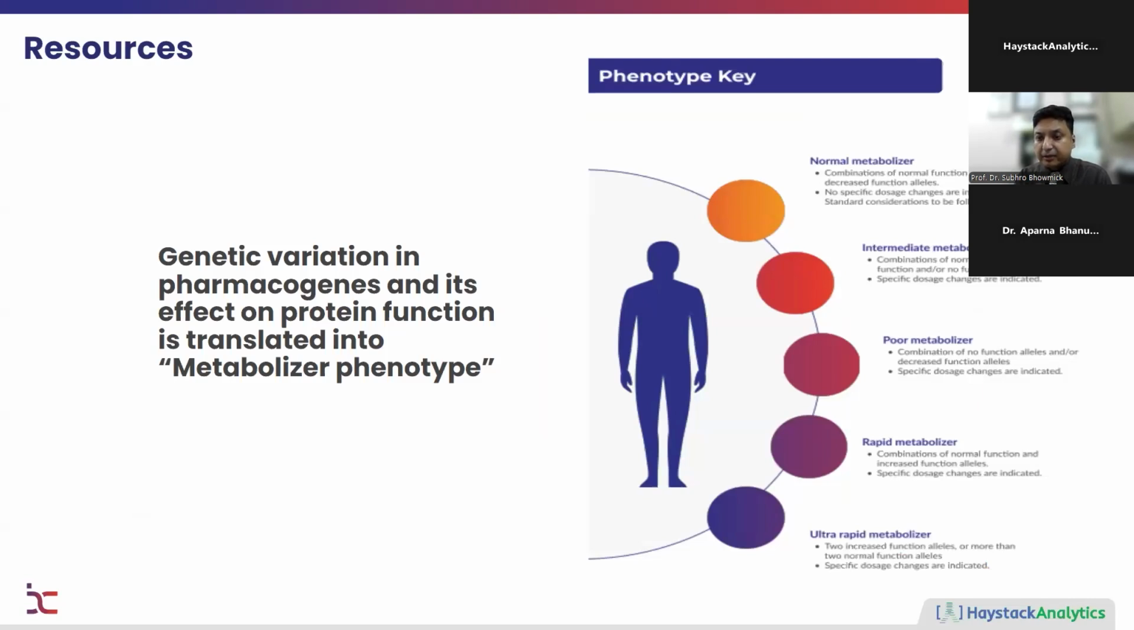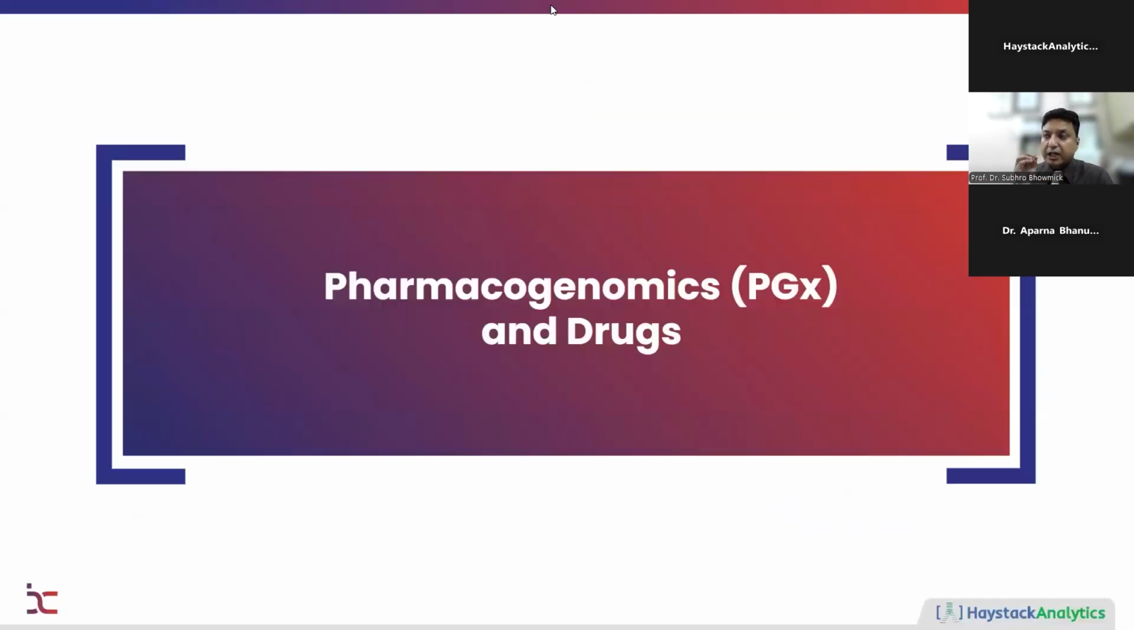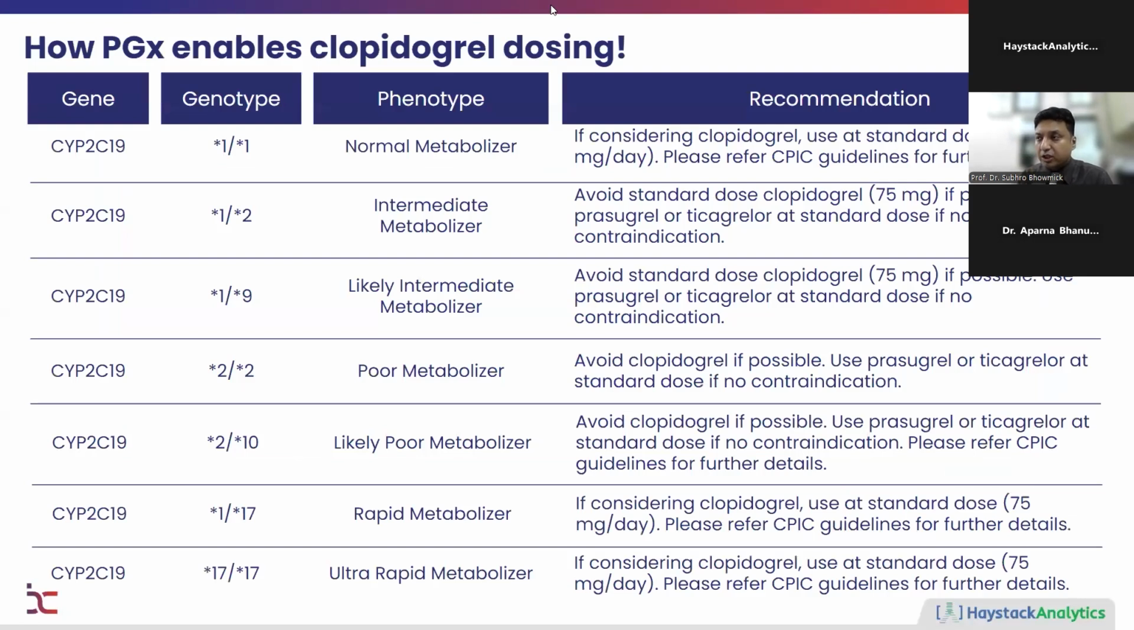There are some intermediate metabolizers, there are some poor metabolizers, there are some rapid metabolizers, and there are some ultra rapid metabolizers. Now, for ultra rapid and rapid metabolizers, we definitely need dosage changes. Also, we need dosage changes in case of poor metabolizers. I will now specifically give you examples of certain drugs which are used in clinical practice, which are essential for patient outcome, where pharmacogenetics needs to be tested.